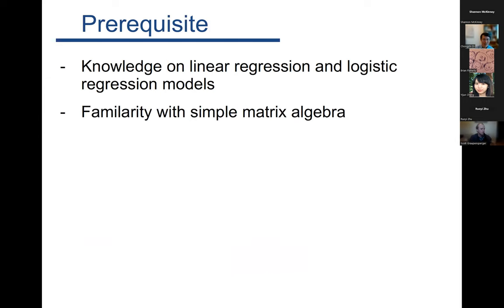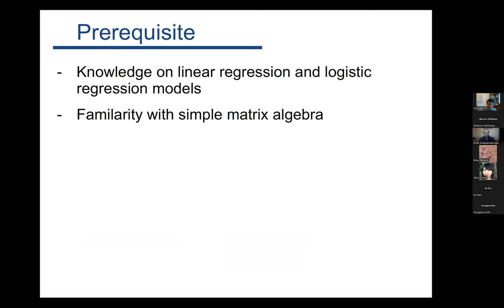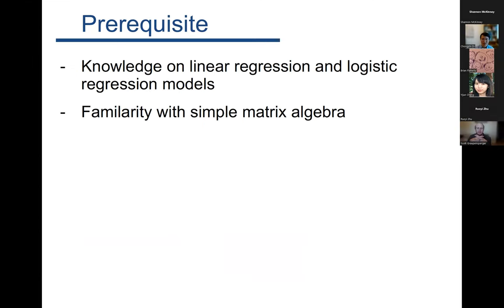Again, I'm assuming that everybody has at least some knowledge of what linear regression is and what logistic regression is. In statistics, we also call a general family of models generalized linear models. Both linear regression and logistic regression are specific examples. So if you haven't heard of generalized linear models, I hope at least you know about linear regression and logistic regression. I also assume some familiarity with simple matrix algebra, which helps you understand the technical aspects.